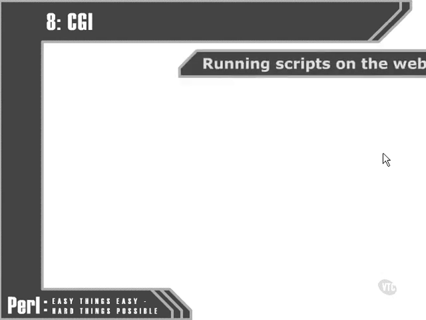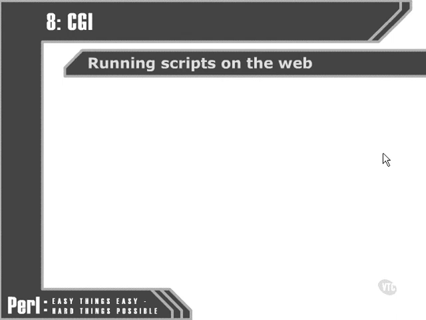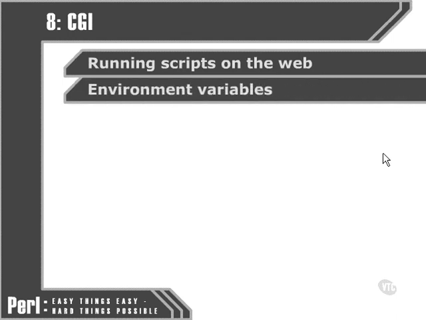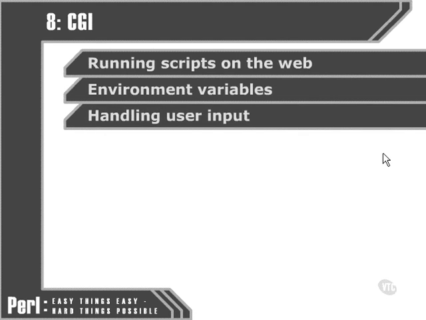We're now at a point in this course where the skills that we've covered are at a sufficient level to tackle CGI scripting, that is, using Perl as a technology to serve content via the web. We're going to look at the environment variables that are available when we're running Perl as a CGI scripting language, and then we're going to look at how we handle user input using HTML forms to capture data and use them within our Perl scripts.